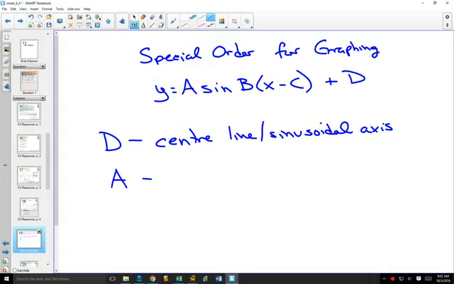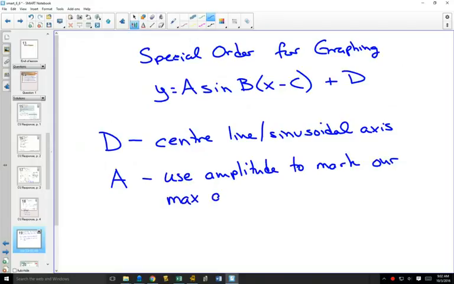Once you have that center line, our A value stood for our amplitude, and we're going to use our amplitude to mark our max and min values. So you have your center line, and then with your amplitude, you'll know how far up it goes and how far down it goes. And we saw that in the last example where our center line was -3 and our amplitude was 1/2. We could find what our maximum and our minimum was quite quickly from that. And that's going to help you find your range, and it's going to help you graph it quickly.